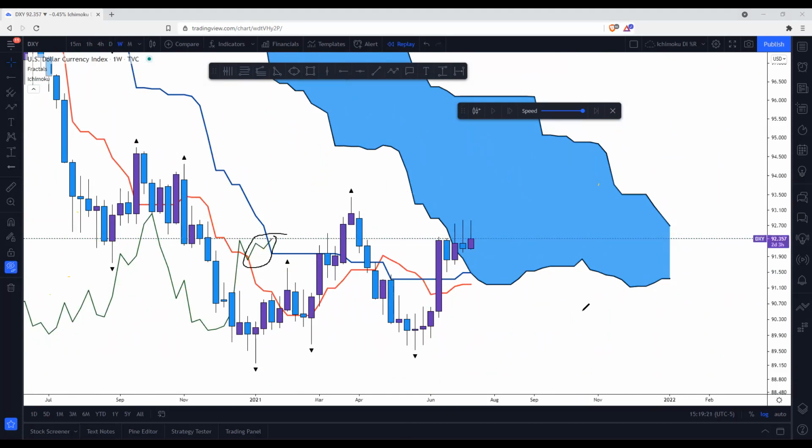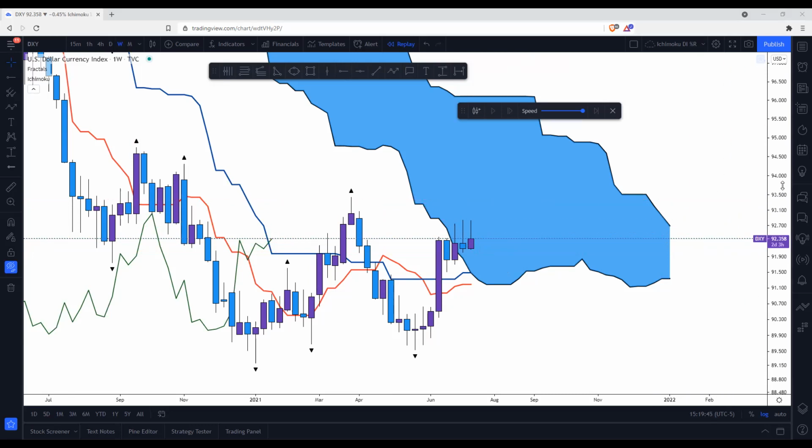Chikou span is above Kijun. So if you see this, because you have a bearish crossover, bullish Chikou span, bearish price. So this is just telling you already that the market does not know what it wants to do on the weekly time frame. So you can't go off the weekly time frame.